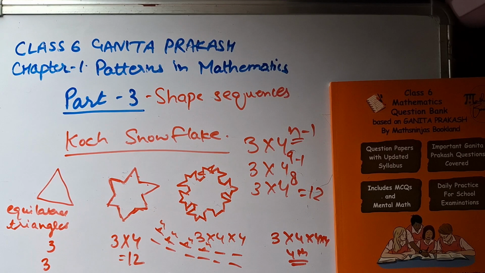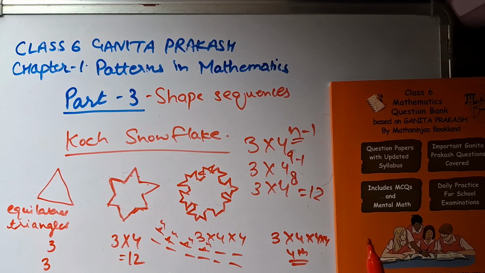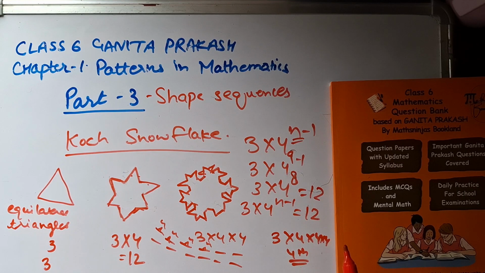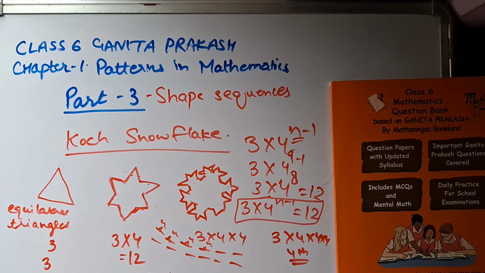You can be asked on which step this number will be this. For example, on which step will this number be 12? Another question. So you just have to put this equal to 12 and solve it. To get this solution, ask me in the comment box if you want the solution of this, because I wanted you to try yourself first.